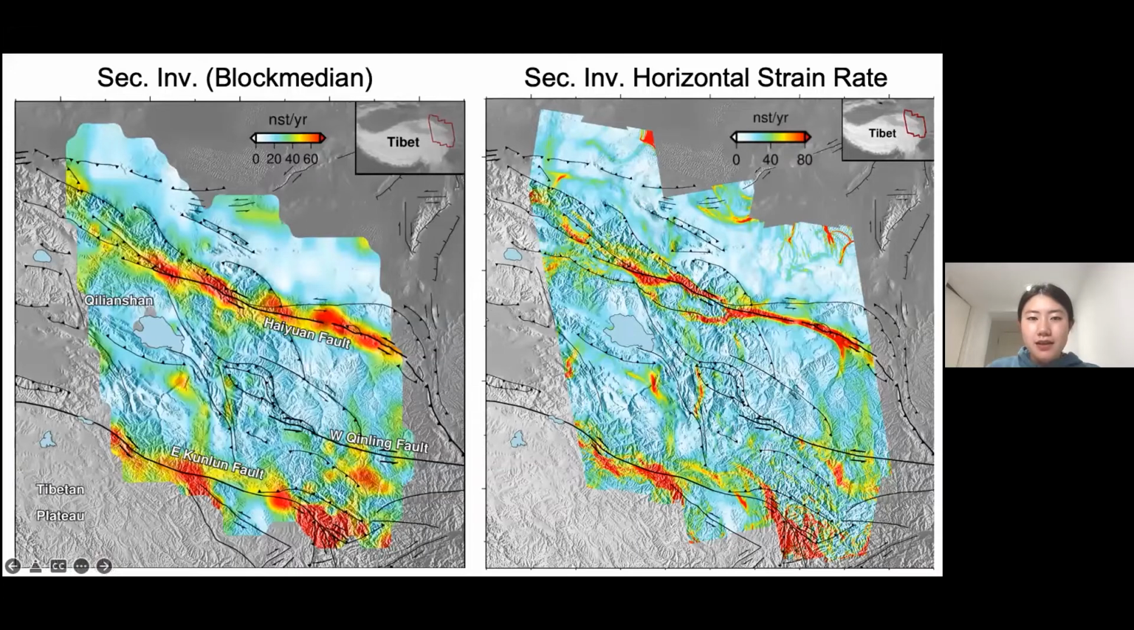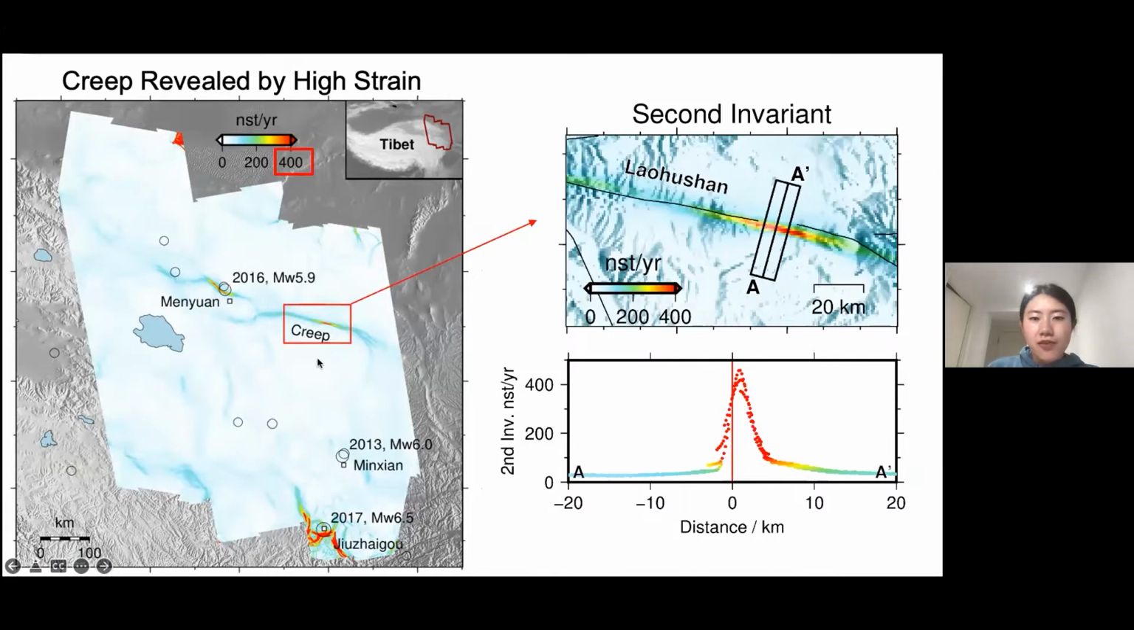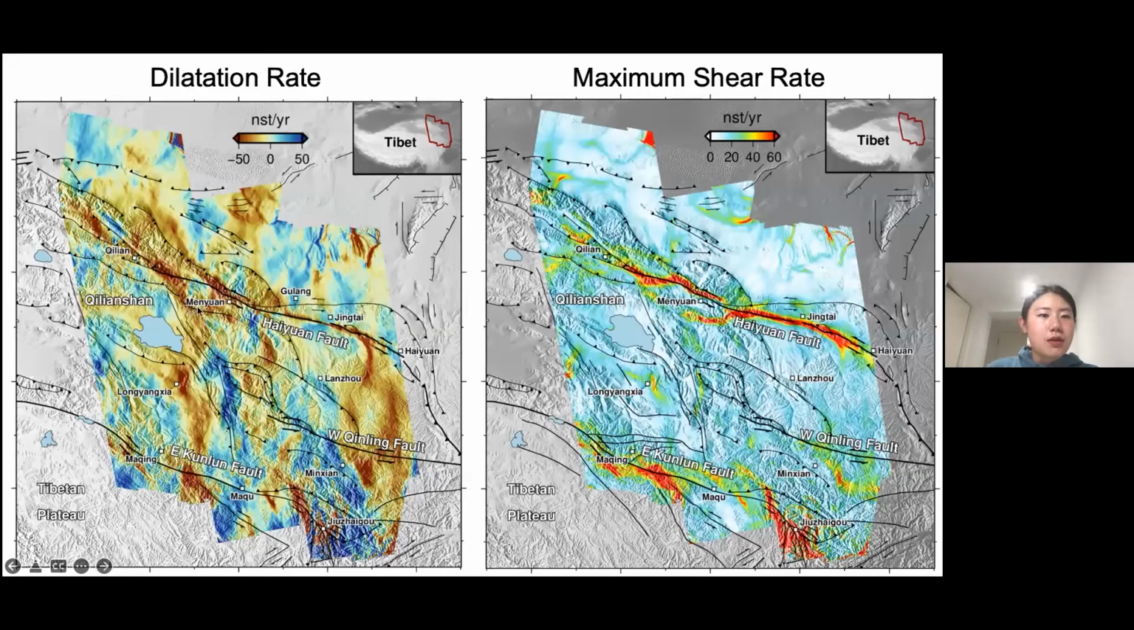Also, if we increase the upper bound of the color map from 80 to 400, we can highlight the creeping sections from the background. If we draw a profile across it, we can see the extreme creeping sections are having extreme strain rates exceeding 400 nanostrain per year. And we can also plot the dilatation rate and the maximum shear rate and compare these two maps.